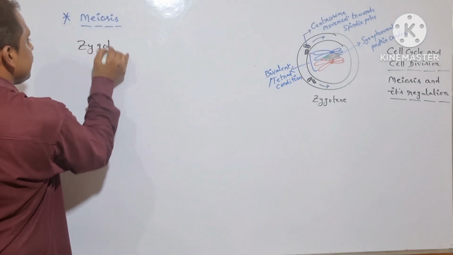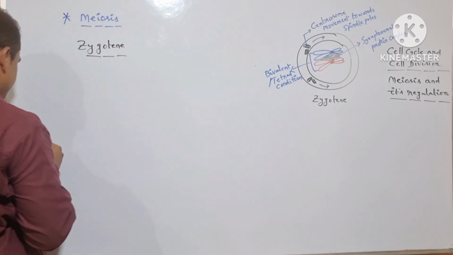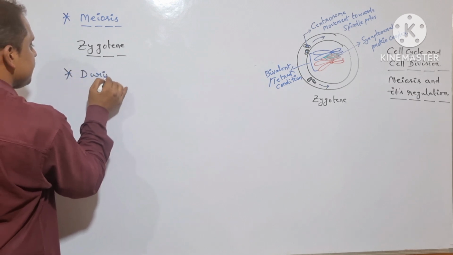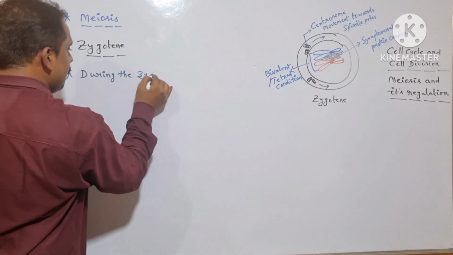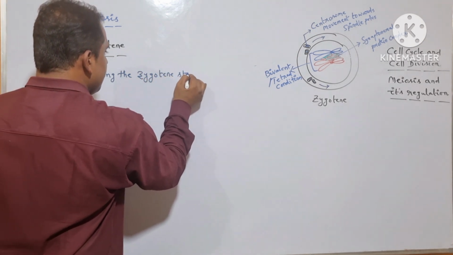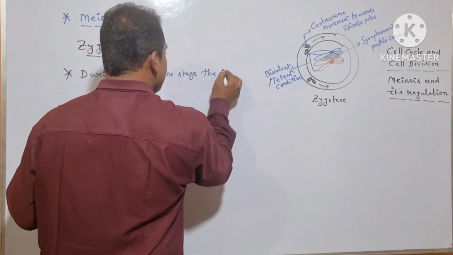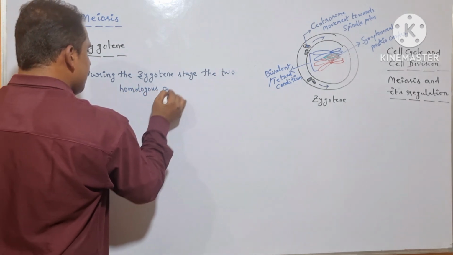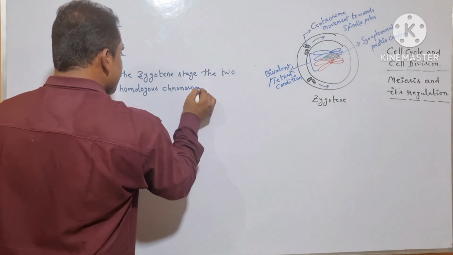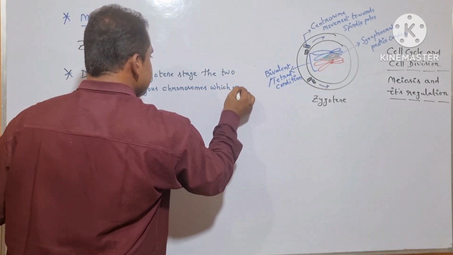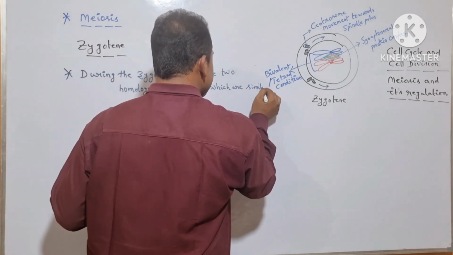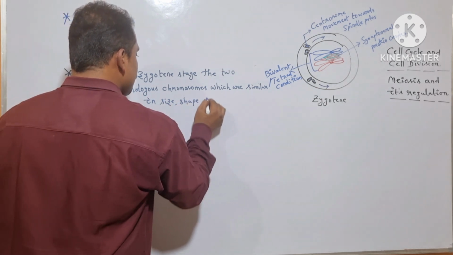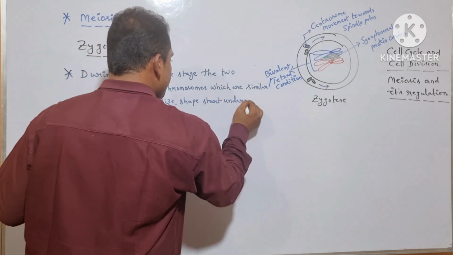Zygotene stage, right? So here during the zygotene stage, the two homologous chromosomes, which are similar in size and shape, start undergoing pairing.